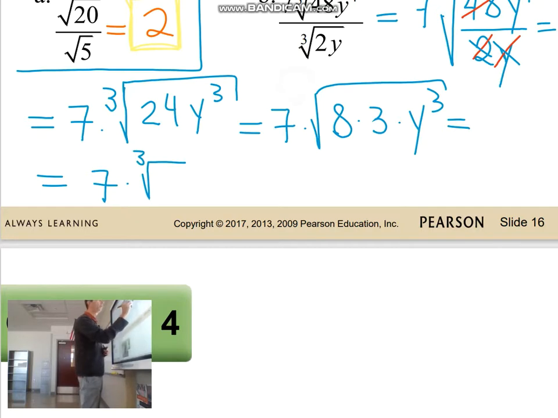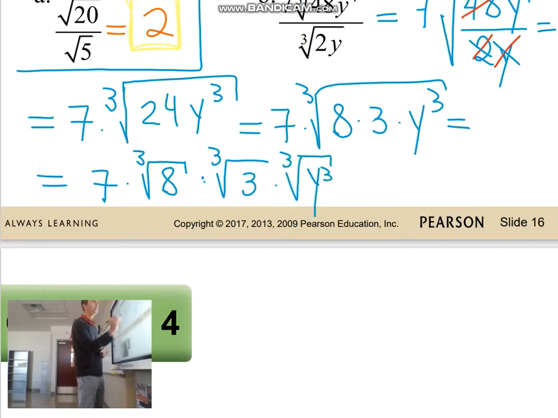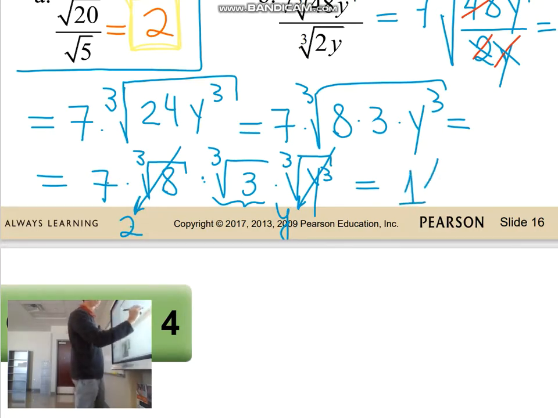Cube root, I forgot the cube here, cube root of 8 times cube root of 3 times cube root of y cubed, right? The cube root of 8 is 2, and this we cannot simplify, but cube root of y cubed is y. So the answer is 7 times 2, 14 times y times cube root of 3.